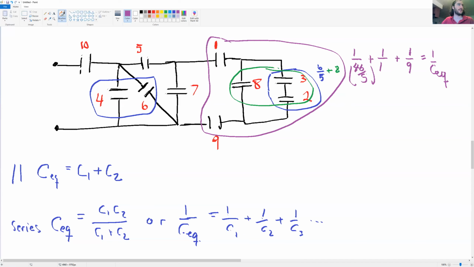I'm just going to default to the calculator on this because we don't want to spend a bunch of time calculating all this out. So it's 5 over 46 plus 1 plus 1 over 9. And then I want to invert that expression, so I'll put it to the power -1. And what I end up with for that is 0.81 or 0.82. So 0.82 here.